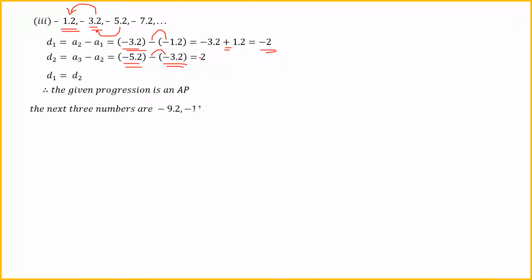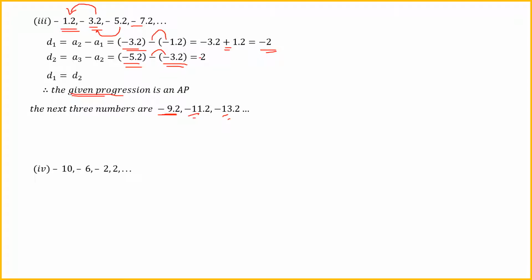The next three terms are, if it is an arithmetic progression, they have asked us to write the next three terms. So successively keep adding minus 2 to the previous number. Your minus 5.2, add minus 2 to it, we get minus 7.2, add minus 2, we get minus 9.2, add minus 2, we get minus 11.2, and it just goes on.